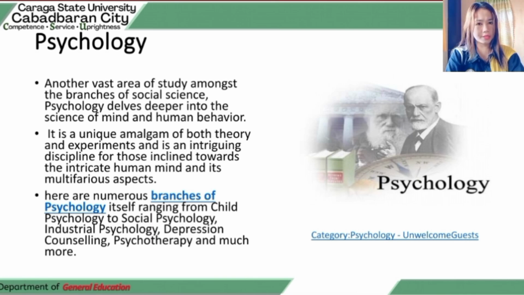Psychology relies on scientific methods. Psychologists are able to provide answers that help solve real-world problems. It relies on scientific methods to investigate questions and arrive at conclusions. There are numerous branches of psychology itself, ranging from child psychology to social psychology, industrial psychology, depression counseling, psychotherapy, and much more.